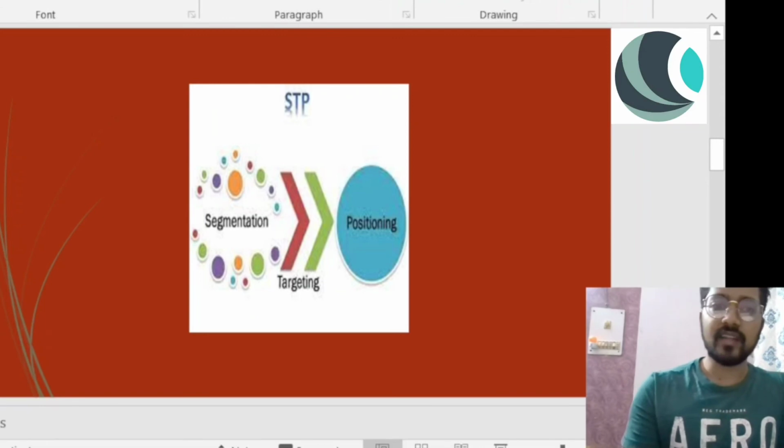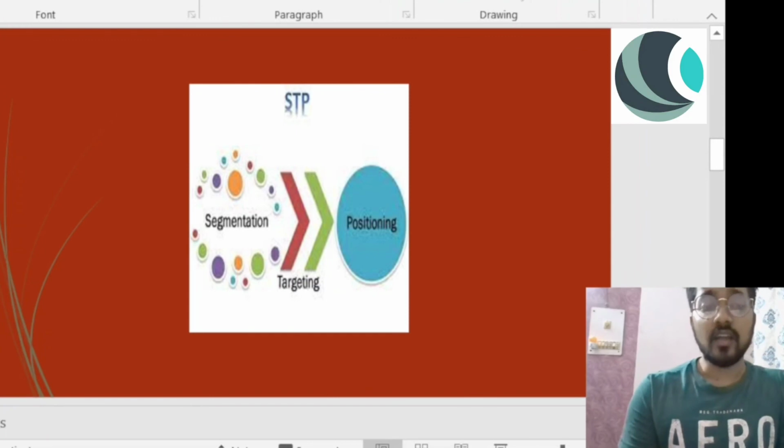You very well can get a definition, and you have to pick which definition resembles which of the following. Is it segmentation? Is it targeting? Is it positioning? So you need to know the meaning well.